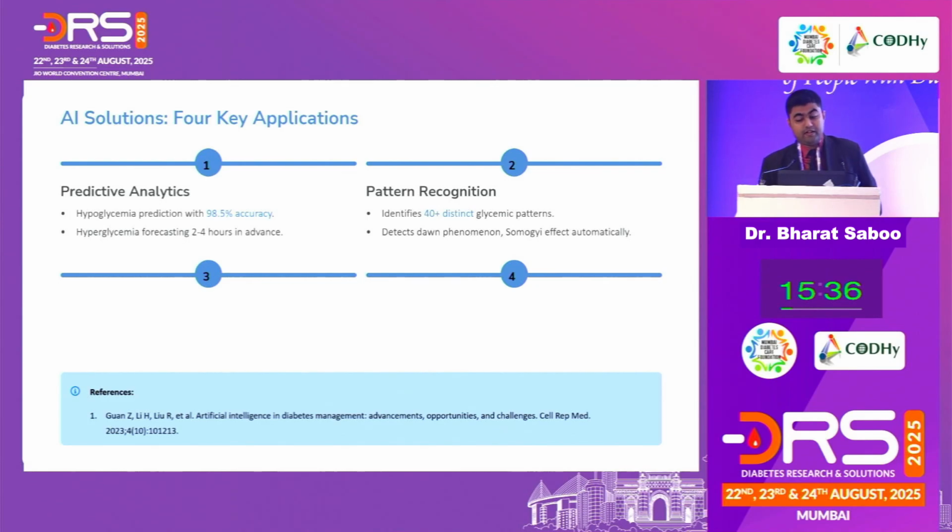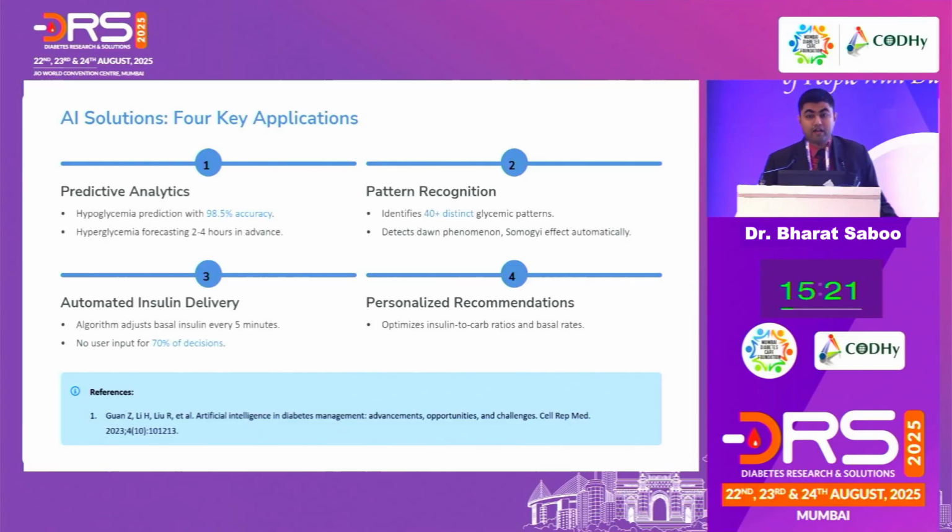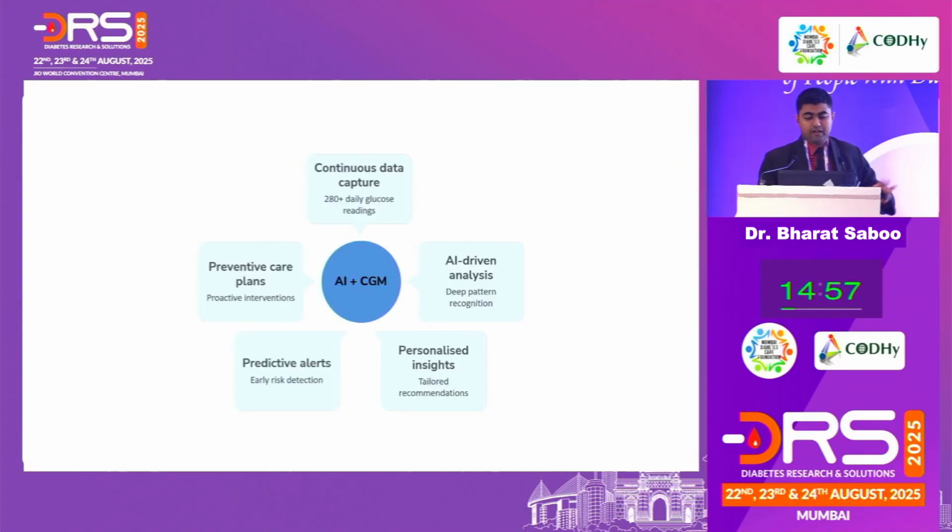For pattern recognition, AI can identify 40 plus distinct glycemic patterns, which detects the dawn phenomenon and Somogyi effect very effectively and automatically. AID, there's nothing further to add, because we've been listening over the last 1 year how amazing the pumps have become with this. And again, personalized recommendations: optimization of insulin to carb ratios, basal rate corrections, all this is possible. We saw in one of our speakers' sessions how a German was able to calibrate his exercise and medication timing, with customization through AI. So all this is a reality, friends. If I summarize, these are the 5 pillars in which AI is working.